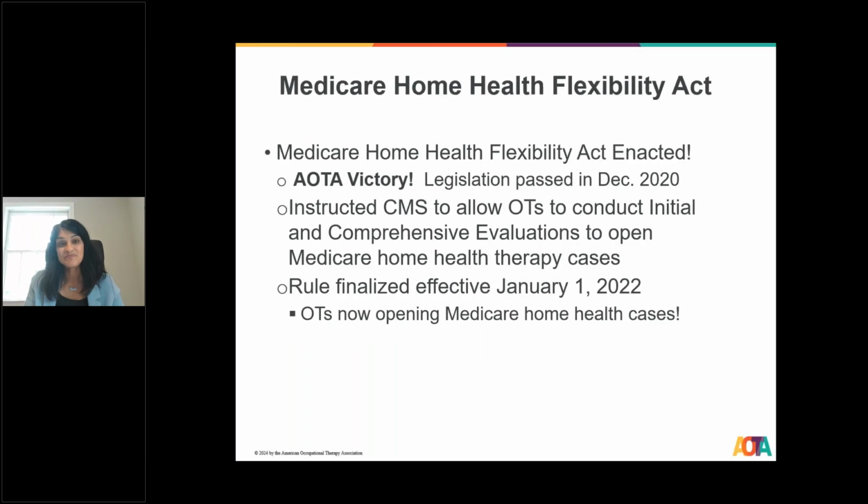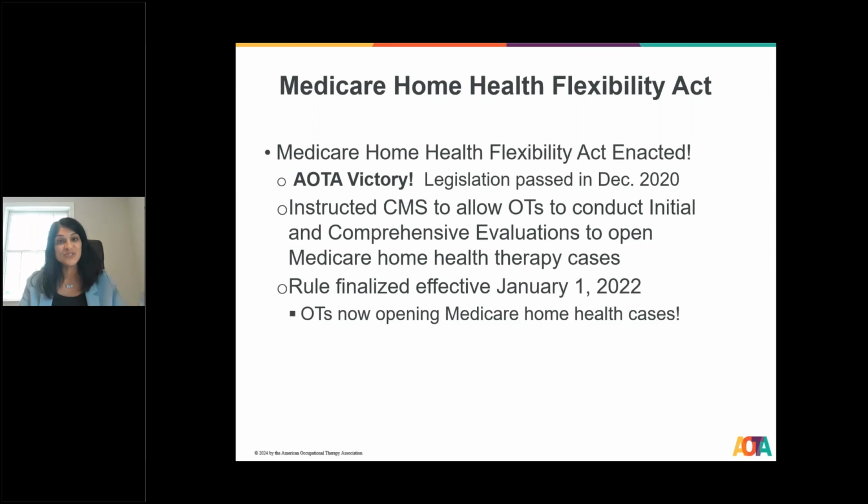Next slide. So one of the ways in which we're doing that is through a piece of legislation called the Medicare Home Health Flexibility Act that AOTA's Federal Affairs Department has been working extremely hard on for the last few years. The Medicare Home Health Flexibility Act victory is the one I just mentioned, where legislation was passed in December of 2020, which instructed Centers for Medicare and Medicaid Services to allow occupational therapists to conduct an initial and comprehensive evaluation to open Medicare home health cases. That was following on the flexibility of the pandemic.